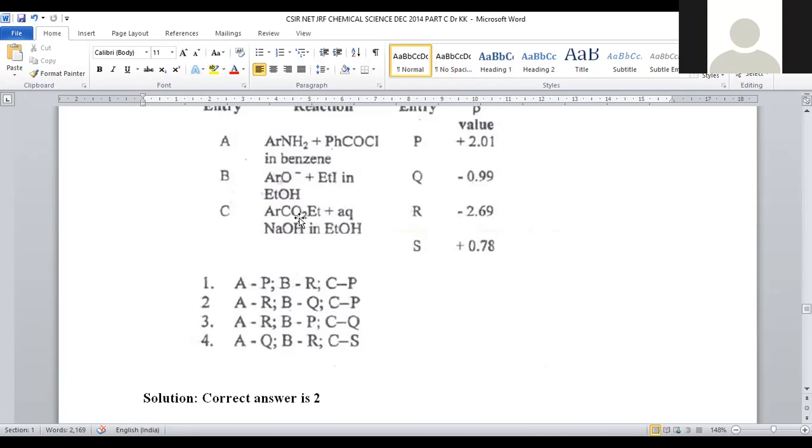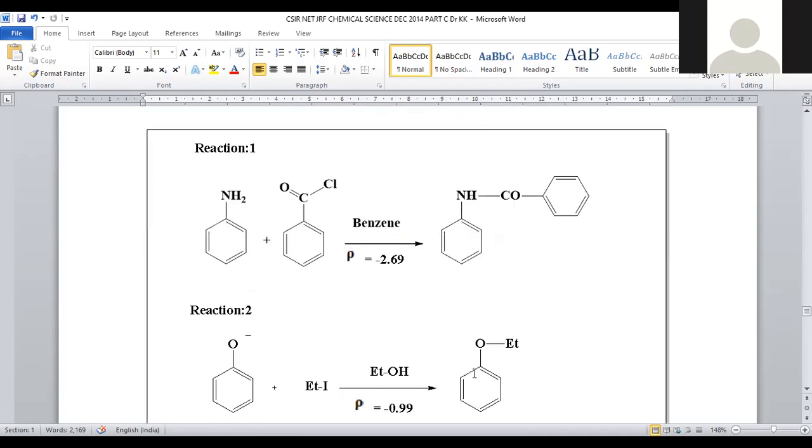What will happen? Base catalyzed hydrolysis got carried out and the corresponding carboxylic acid and alcohol got generated. We have to predict their rate of reaction, nothing but rho values to be predicted. So let us go with the detailed discussion for all these combinations. In the first reaction, we are taking aniline treated with benzoyl chloride dissolved in benzene solvent, and its rho value for this reaction will be -2.69. It is the physical parameter which in turn correlates the rate of the reaction with the functional groups present in the given starting materials. So whenever these two got combined, this is chloride, this is the base.